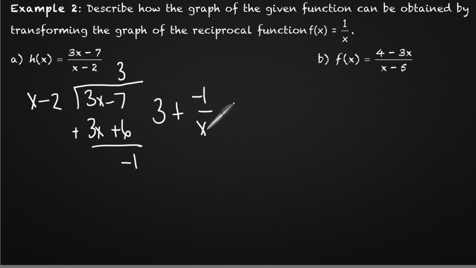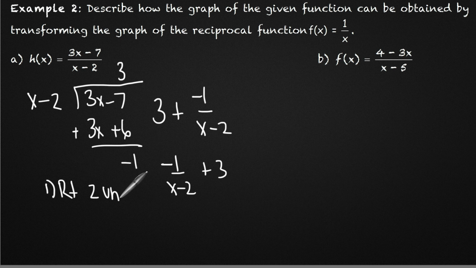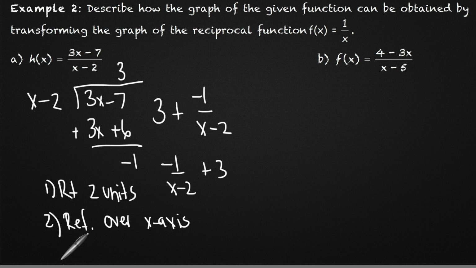We did this in 2.4 when we wrote a summary statement when we did long division. So that's basically what we have. So let's rewrite it in this way: negative 1 over x minus 2 plus 3. Now we can identify the transformations. I see a right 2 units right there. So I'm going to write that down, right 2 units. And then I see a reflection over the x-axis. So reflection over x-axis. And then I see a shift up 3.